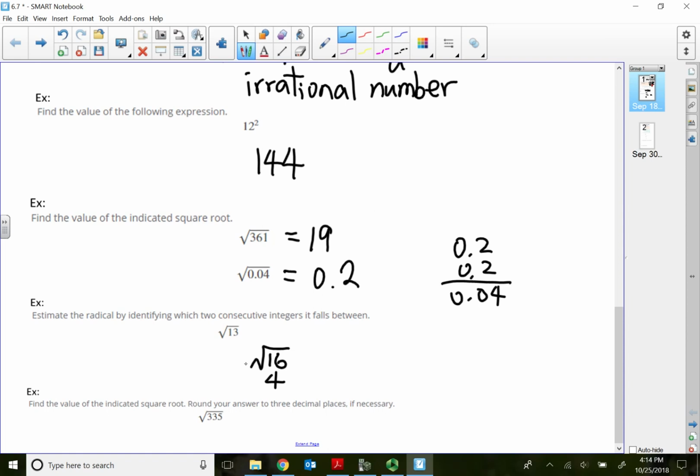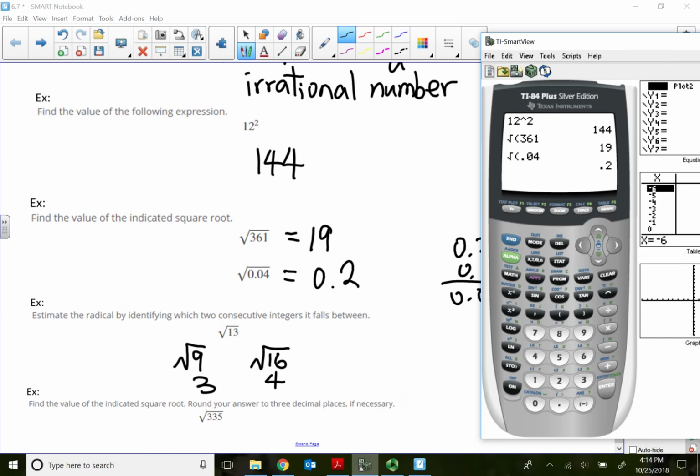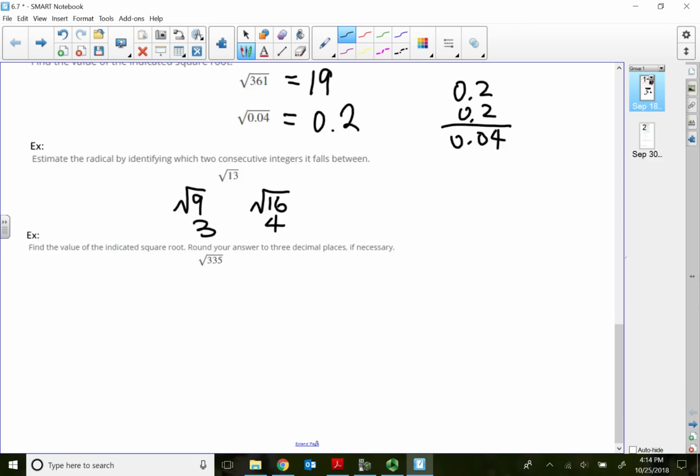All right, before 13, the previous perfect square number has to be 9. So the square root of 9 is 3. So the square root of 13, whatever this answer is, has to be between what? 3 and 4. Okay, that's what I mean. So if I were typing the square root of 13, this is going to give me 3 point something, which is between 3 and 4. All right, this is an example.